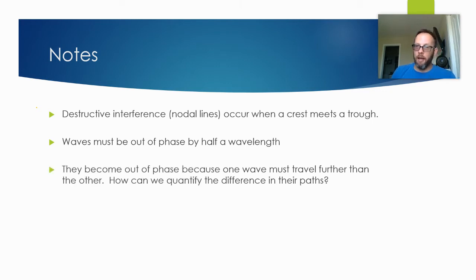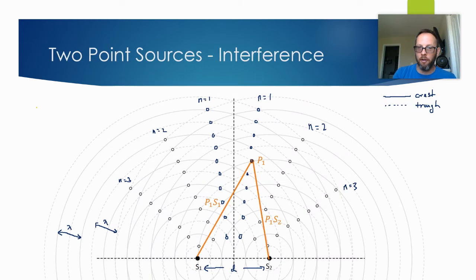And they become out of phase because one wave is traveling farther than the other. So they will likely look different, being at different spots in their wave function as they get to that point. So they become out of phase because one travels further. And now we want to ask, how can we quantify the difference in those two paths? What's the difference between P1S1, that length, and P1S2, that length?